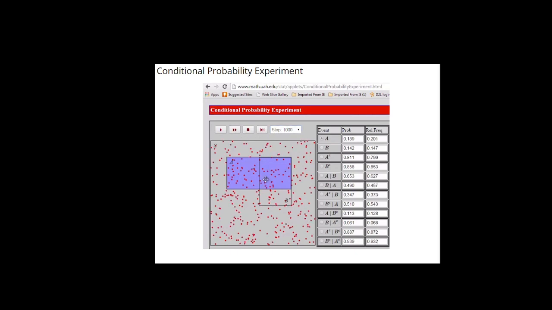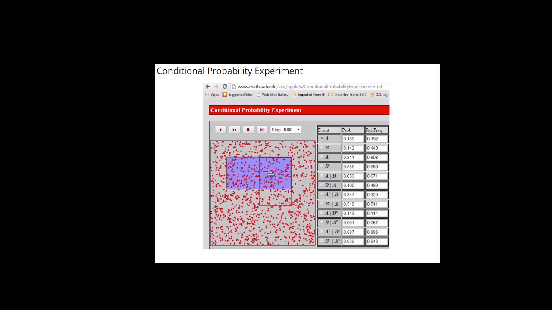And once again, we compare the probability that a point falls in B if we know that it falls in A. And it looks like of the points in A, approximately half of them are in A intersect B. Well, indeed, the frequency of that is this number, 0.489, about 49%, which is extremely close to the theoretical probability of B given A.